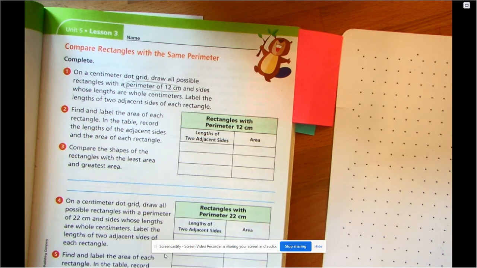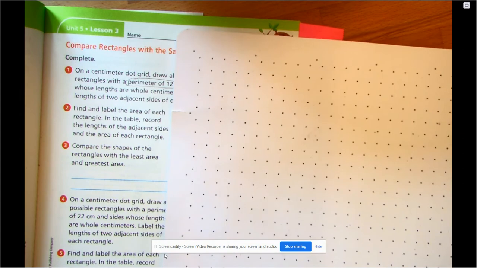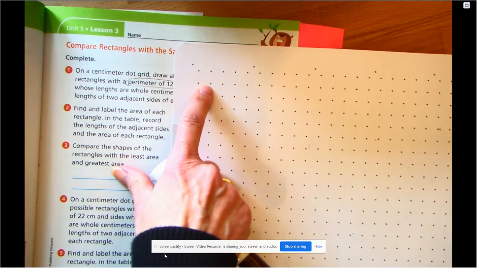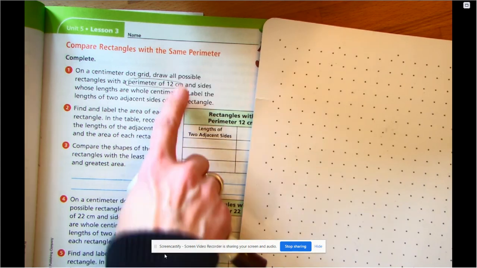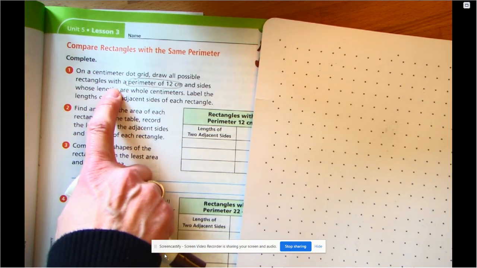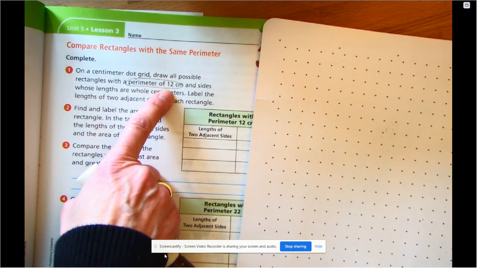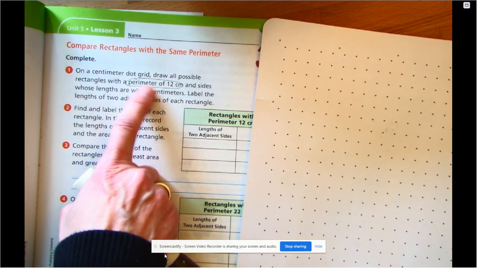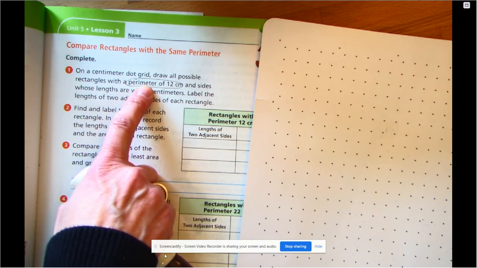Okay, it says on a centimeter dot grid, which is what this is, right? These dots are 1 centimeter apart. We have to find and draw all the rectangles we can that have a perimeter of 12 centimeters. And I want you to circle that, underline it, highlight it. The perimeter is around the outside, right? You've learned that this week. So that's not anything we need to talk about. Perimeter goes around the outside like a fence would line someone's yard, right?